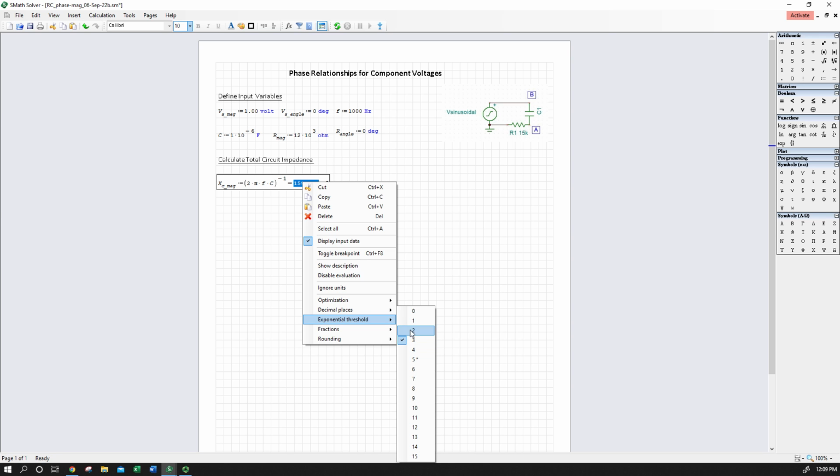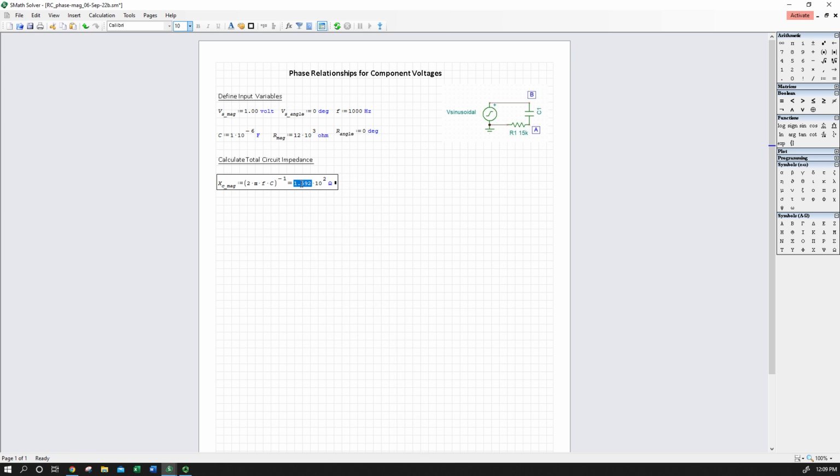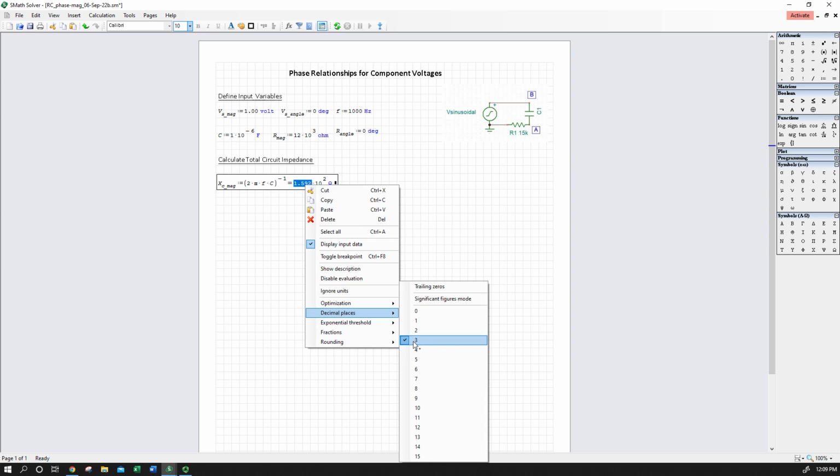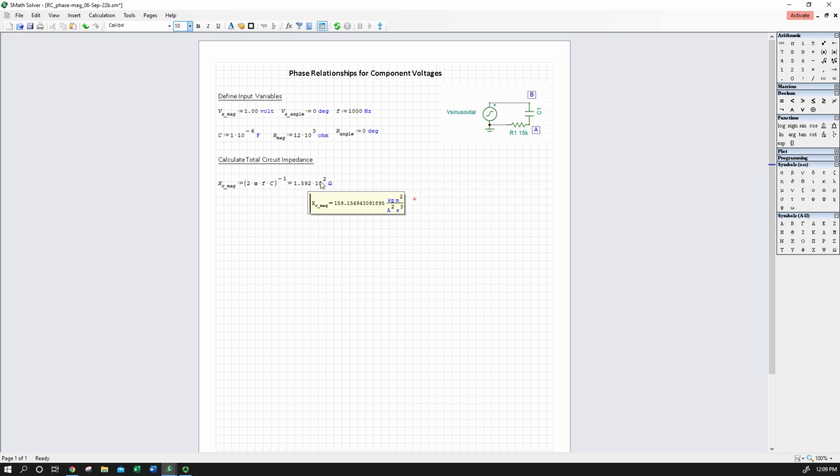So I'm going to indicate at this point, go ahead and use scientific notation for anything that would involve 10 raised to the power of 2, because I have 100. So now I have my 3 decimal places that we indicated. Decimal places is 3. And I'm now using scientific notation. That's going to allow me to immediately zoom in and get an idea of what the magnitude of my capacitive reactance is as a function of frequency and capacitance.